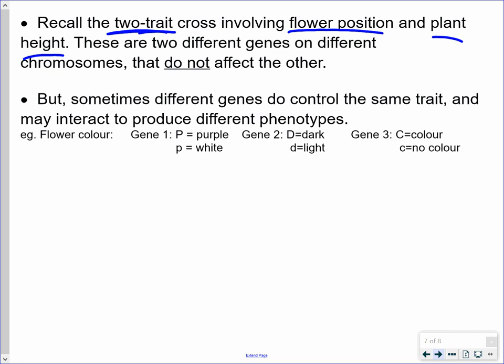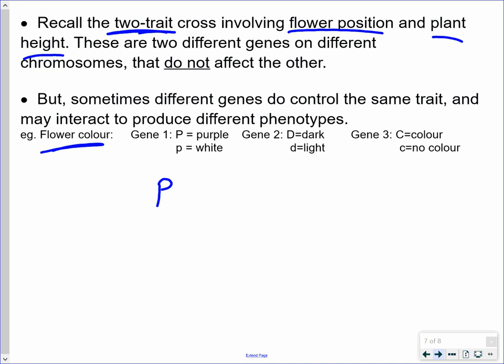So now for this one here, the flower color, what I'm saying is that we have three different genes. I'm just numbering them gene 1, 2, and 3. And I give you in each case two different alleles for each one of these. So we could write down several different genotypes, which would have to have a combination of 6 different letters, 2 of the P's, 2 of the D's, and 2 of the C's. So let's just jot down some of these here.